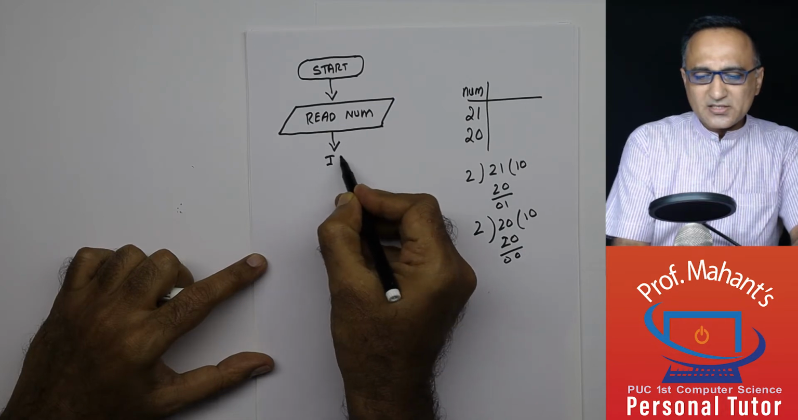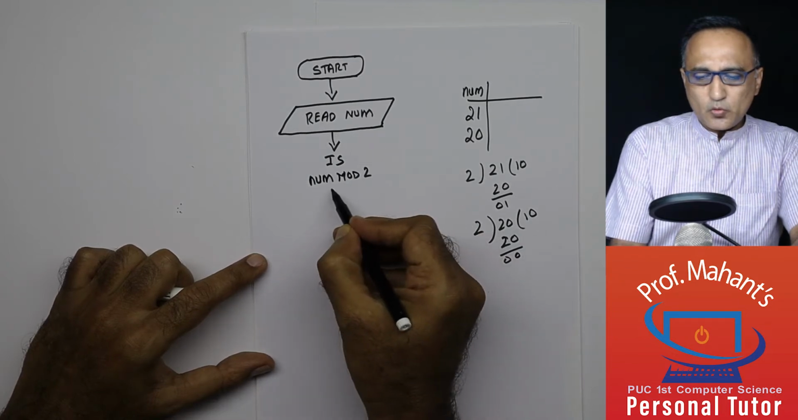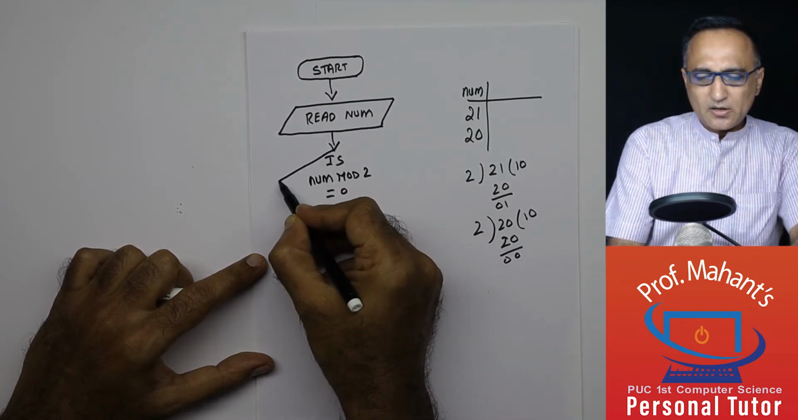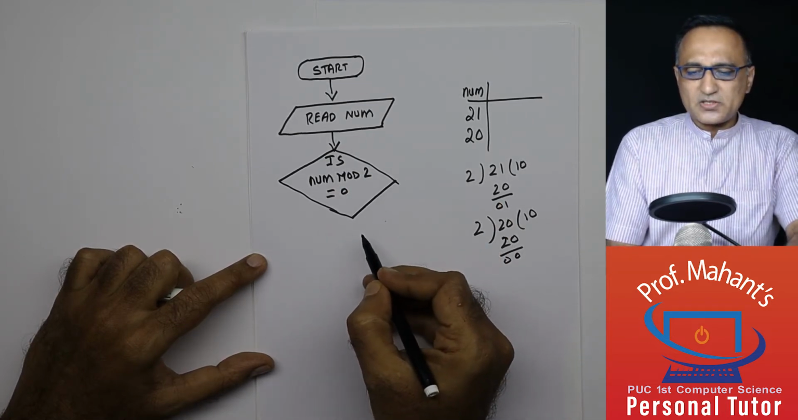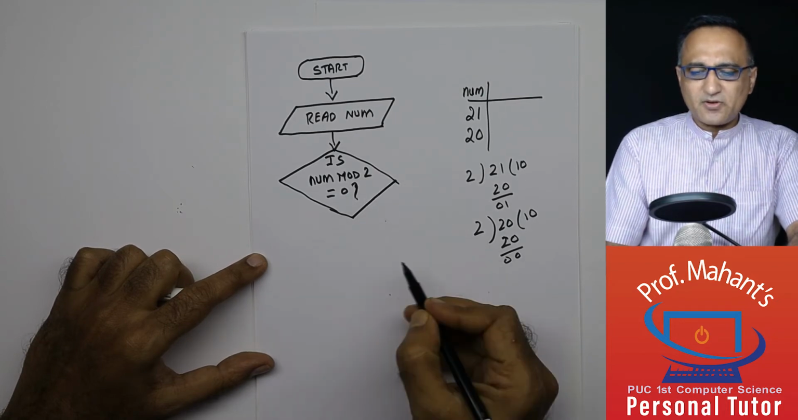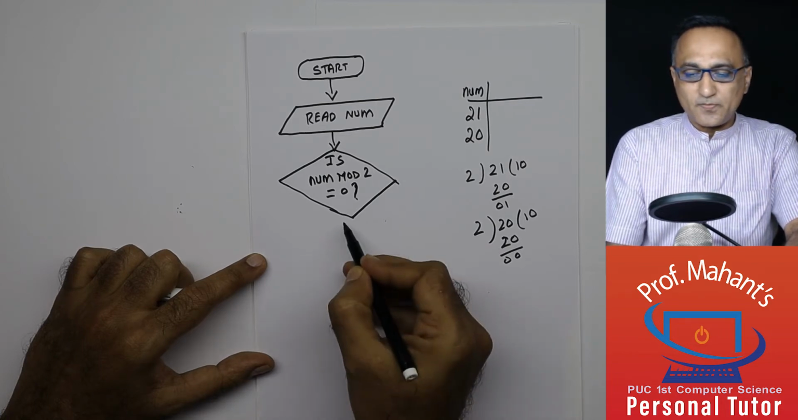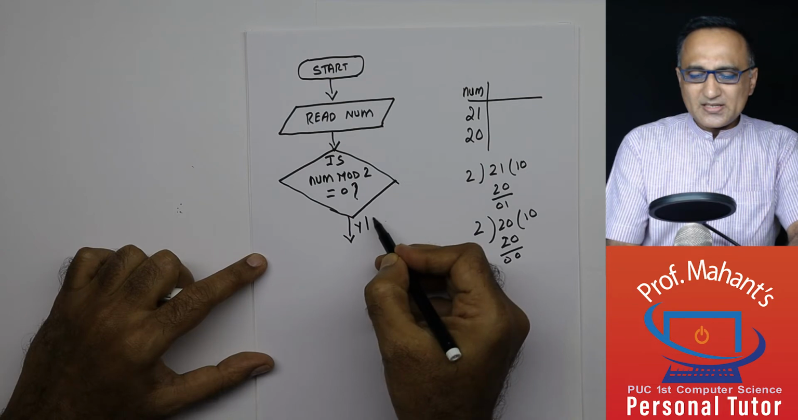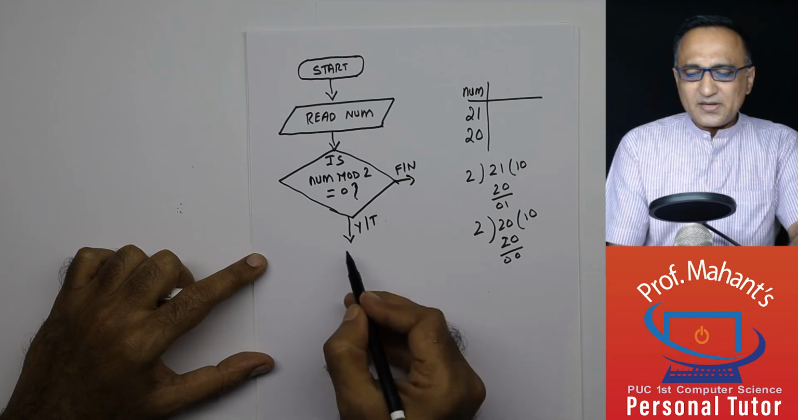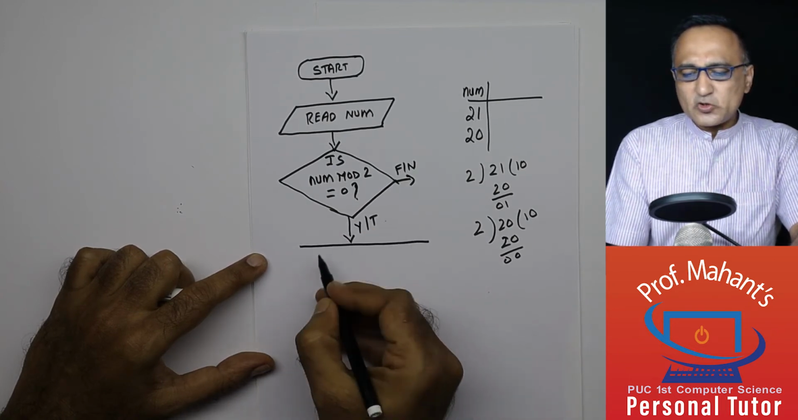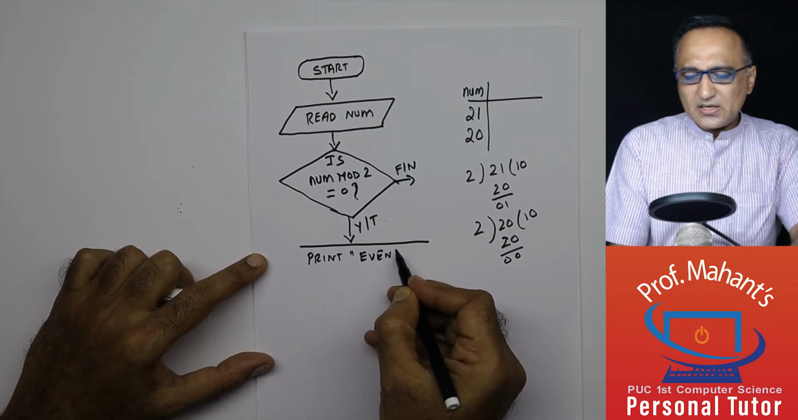So I ask the question, is number mod 2 equal to 0? This is in the rhombus. I'm asking a question: if a number is given and I divide it by 2, is the remainder 0 or is the remainder non-zero? It can be true or yes, and it can be false or no. If the number is divisible by 2 and the remainder happens to be 0, I am going to say the number is even.